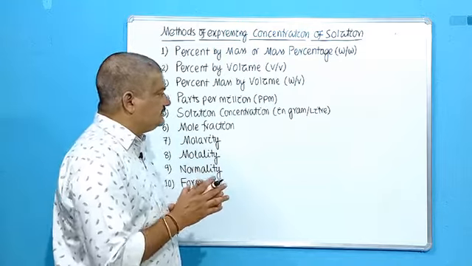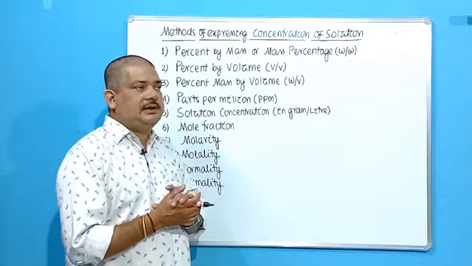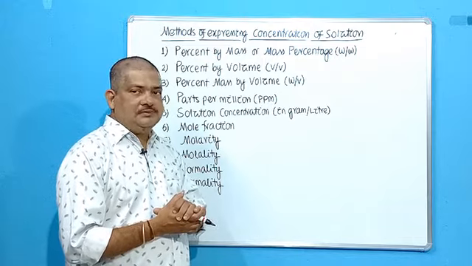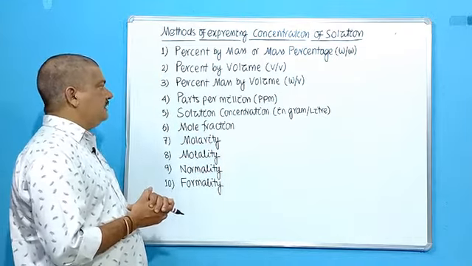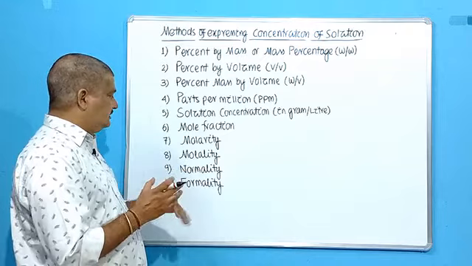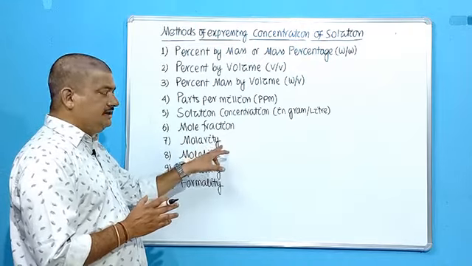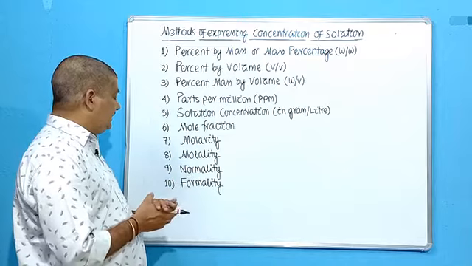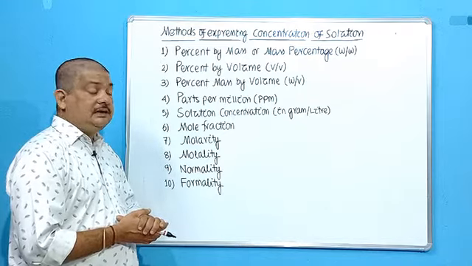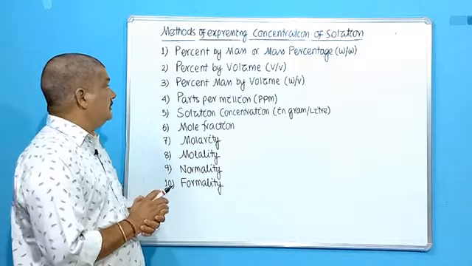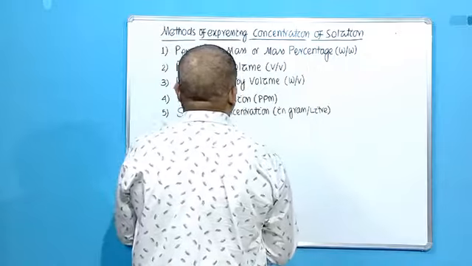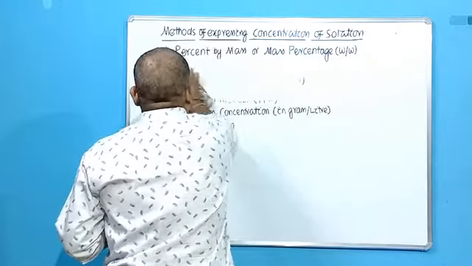Then solution concentration is generally expressed in gram per liter. We will also include that one, because normally in laboratories we express the concentration of solution in terms of grams per liter. Then mole fraction, molarity, molality. There is a very negligible difference between them. Then normality and formality. So these are the various ways in which the concentration of a solution can be expressed. We will start with the first one, that is percent by mass or mass percentage.